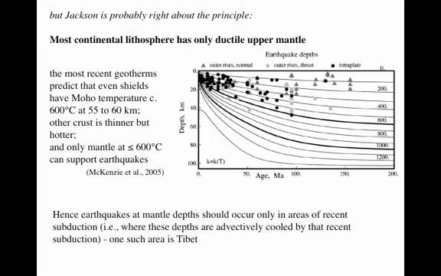And the most recent geotherms predict that even shields, old cold shields, have Moho temperatures in the range of 600 degrees Celsius at 55 to 60 kilometers depth. Other crust is thinner, but it's hotter. And only mantle that's less than 600 degrees Celsius can support earthquakes and behave brittly. So earthquakes at mantle depth should only occur in areas of recent subduction, and that is where these depths are advectively cooled by that recent subduction. And one of those areas is Tibet.